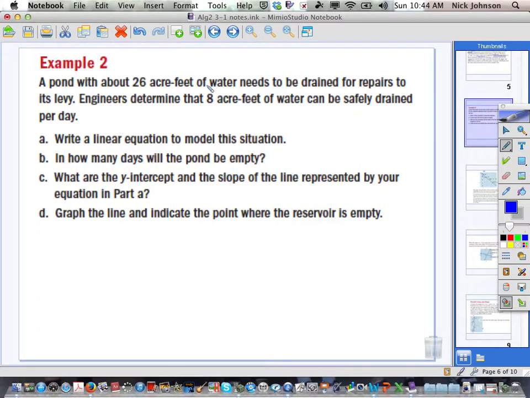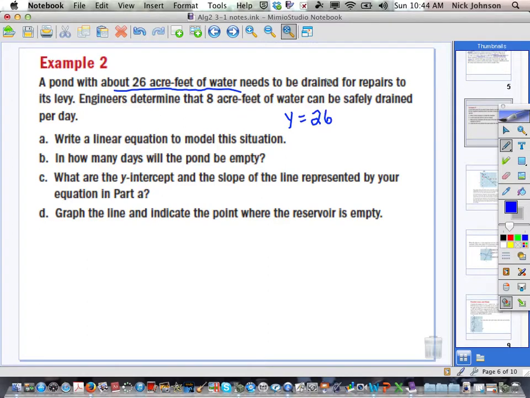So I'm going to say drained of x, because we're draining the water. Or I guess I could have said P of x because we're draining the pond. Oh, they want a linear equation, sorry. I'm doing an f of x equation. I'm just going to use x and y then. So I'm going to write y equals, remember, my y-intercept is my starting amount. What's my starting amount? My starting amount is 26 acre-feet. So I'm going to say 26.